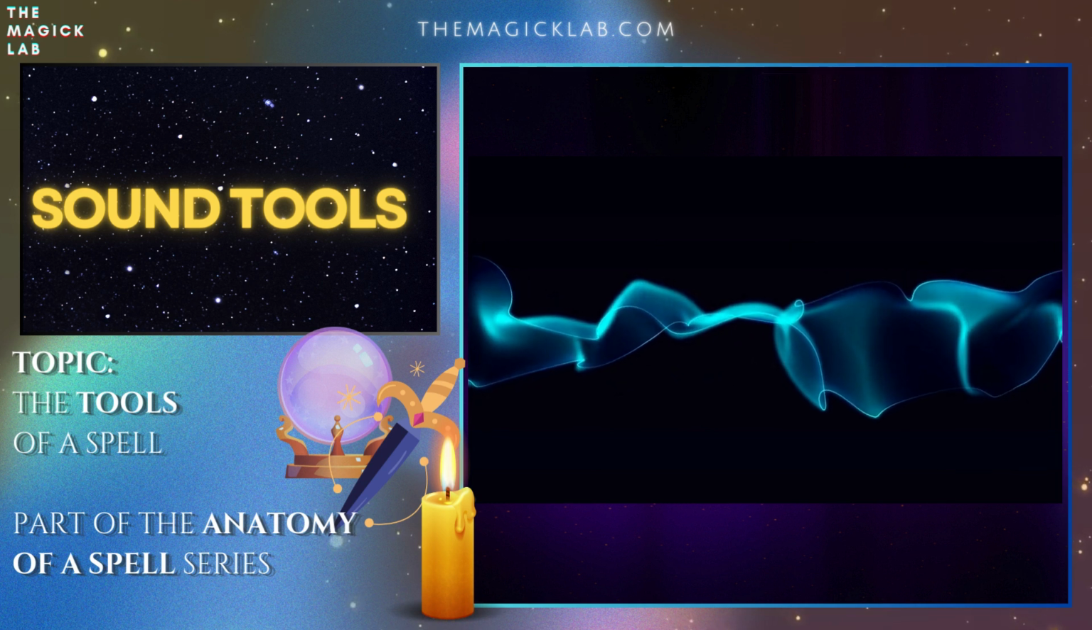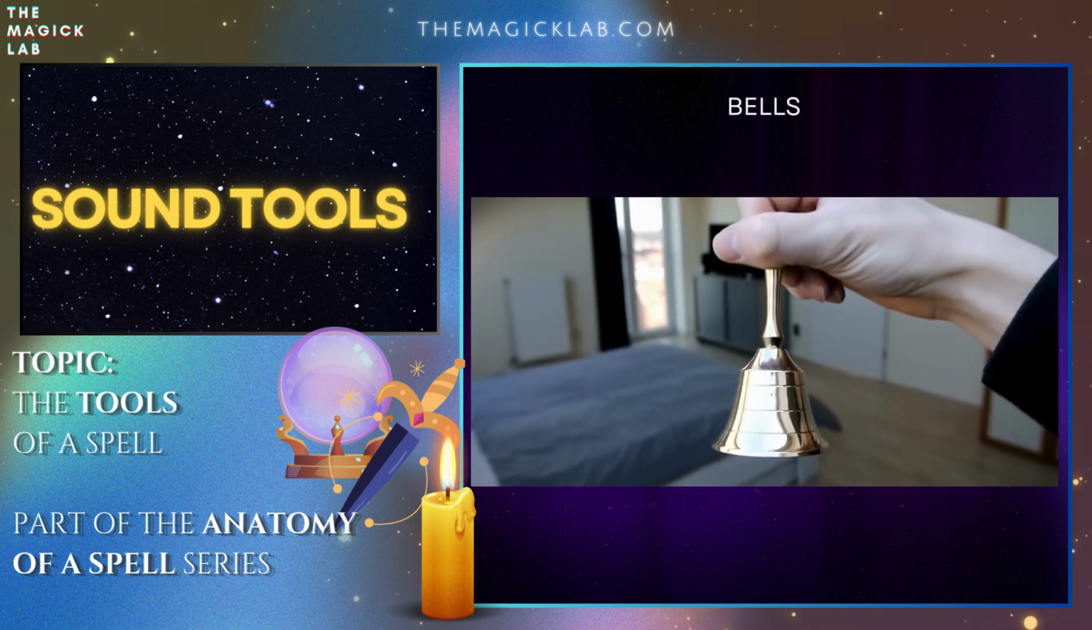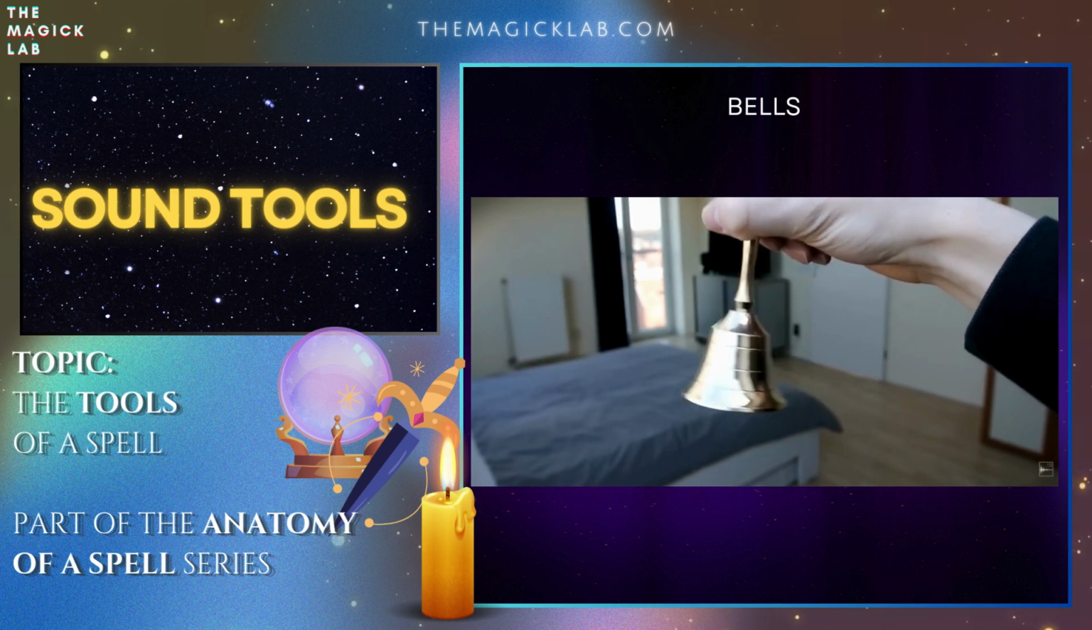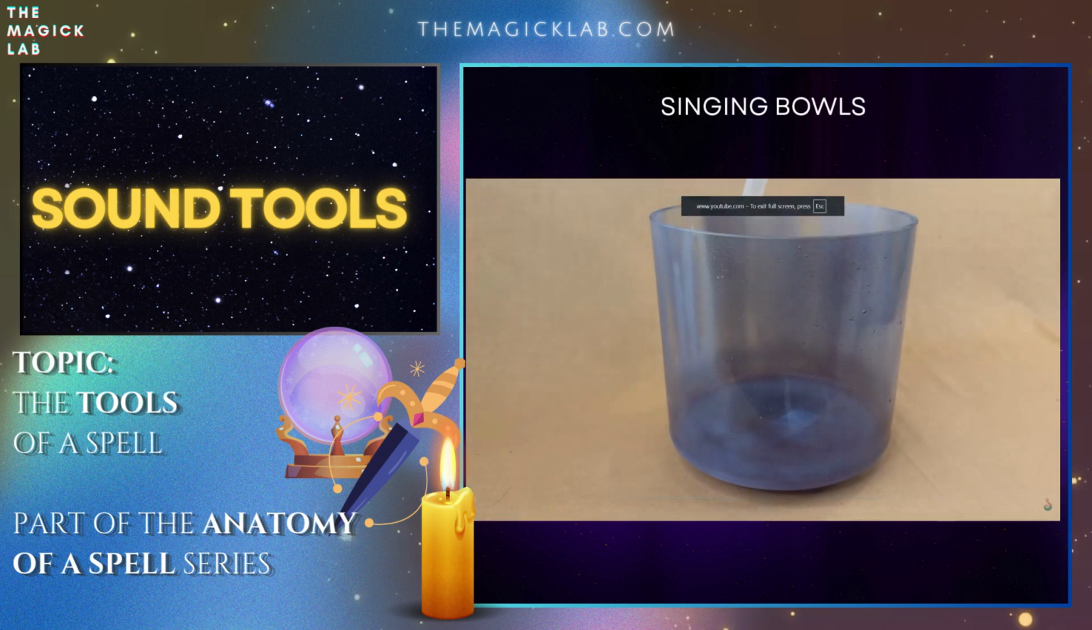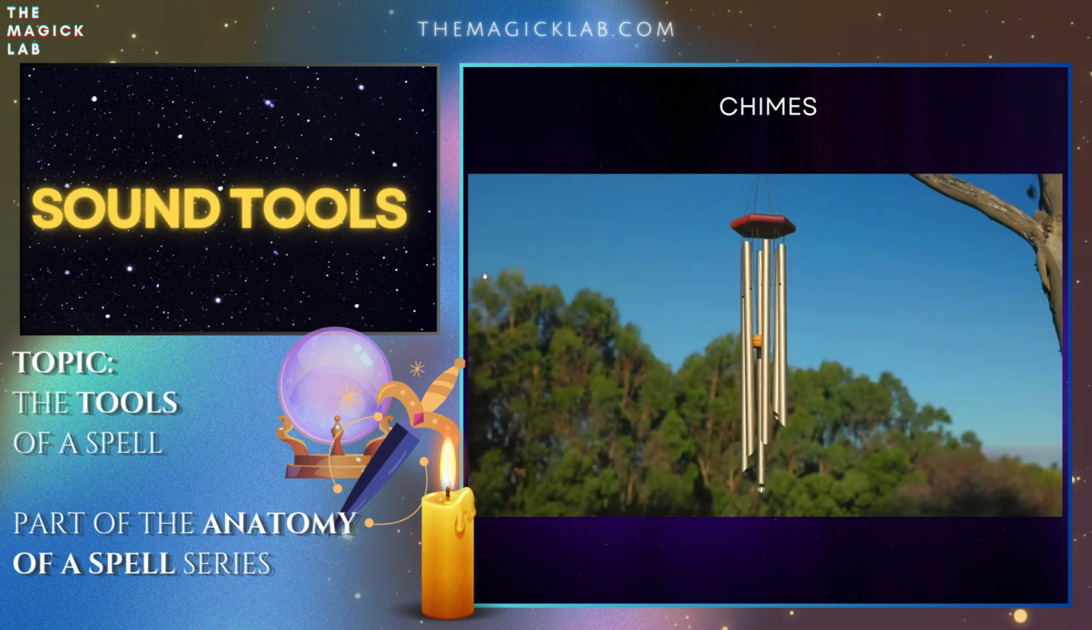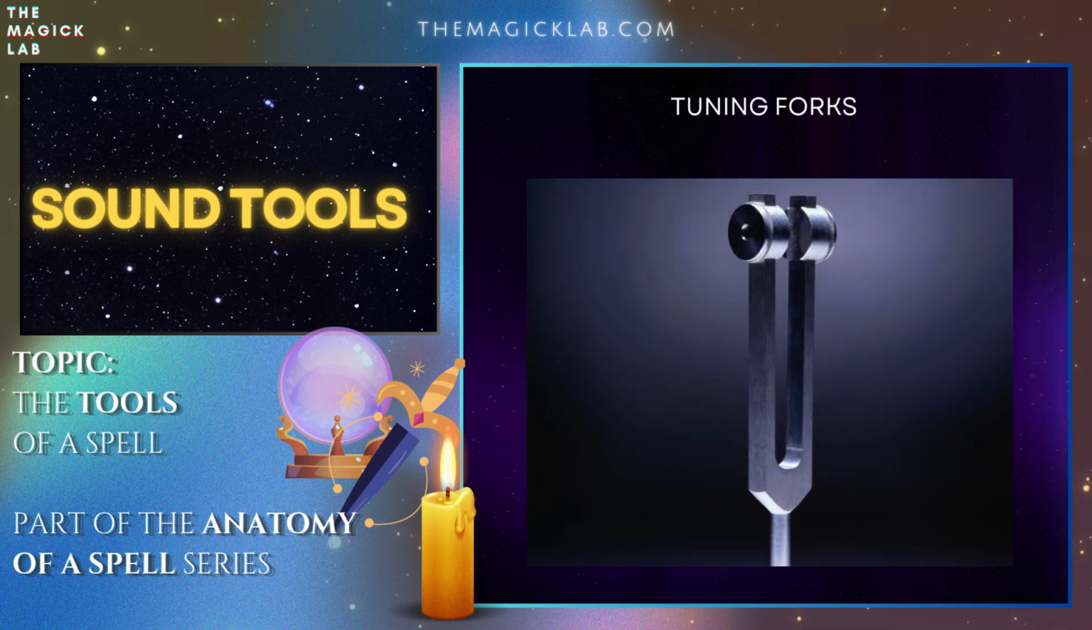So one example of a sound tool would be a bell. These are used to break up stagnant energy, call in spirits or guides, or signal transitions within a ritual. Singing bowls are also very powerful. They create deep, resonant tones that cleanse the space. They can induce a trance or stabilize the energy. Chimes give off light, airy tones that disperse negativity, and they create openness in a room. Tuning forks deliver very precise frequencies to balance, attune, or tune the energetic field.